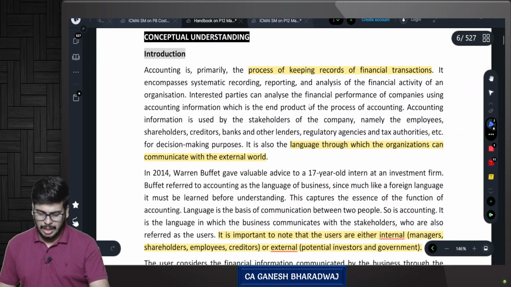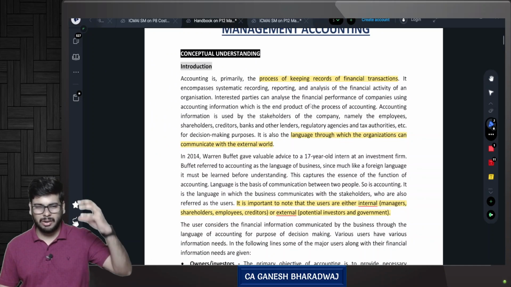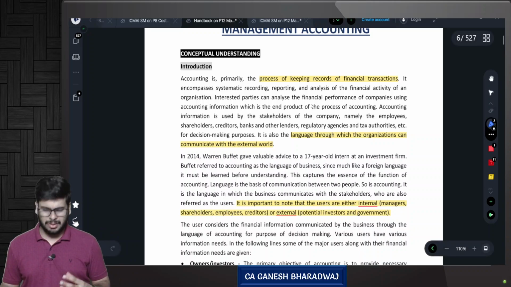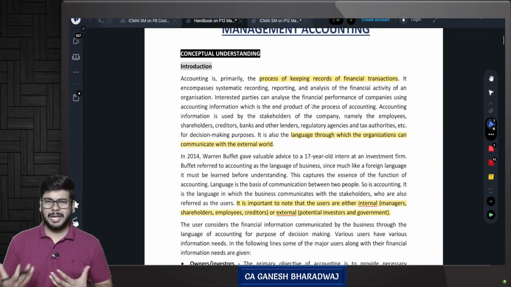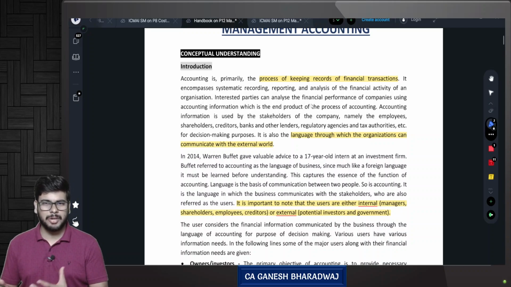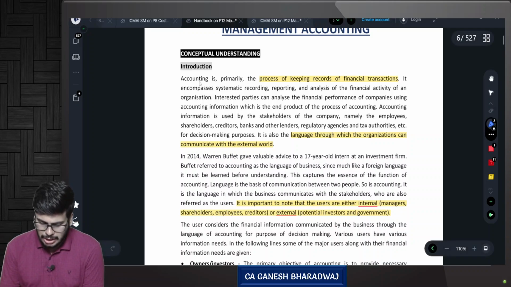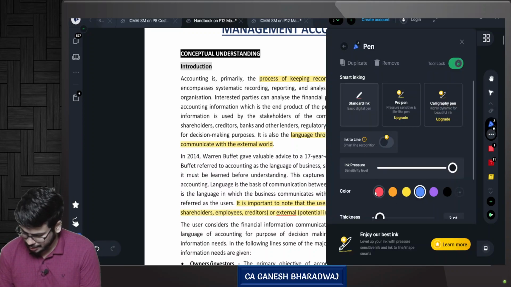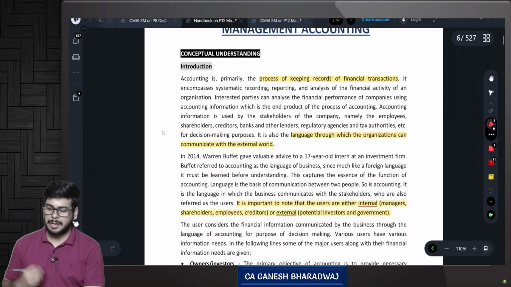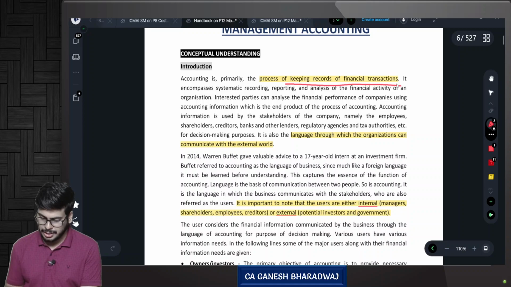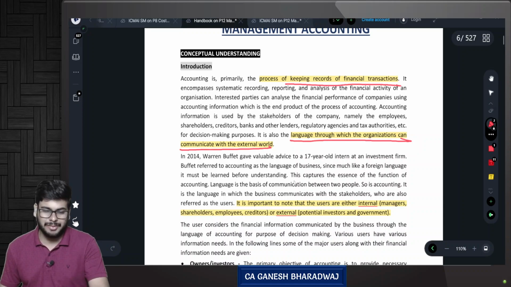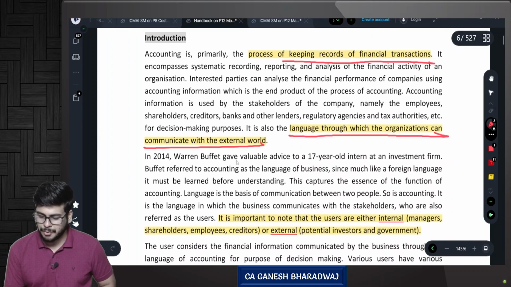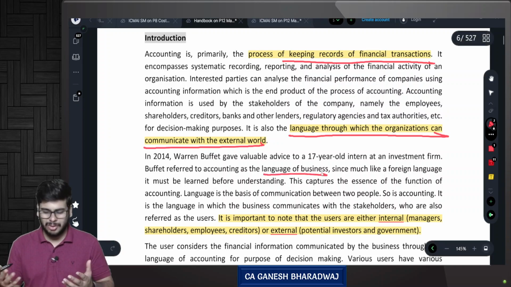Fine. So conceptual understanding. They have given a lot of background, a lot of theoretical explanation, from an examination perspective as well as for practically understanding the subject. Not much of relevance. Anyways, I'm just walking you through. So they have just mentioned accounting is primarily the process of keeping records of financial transactions. It is the language through which organizations can communicate to the external world. Look at this. They have mentioned a few things here, like Warren Buffett gave a valuable advice to a 17-year-old. He referred to accounting as the language of business. All these things they have mentioned.